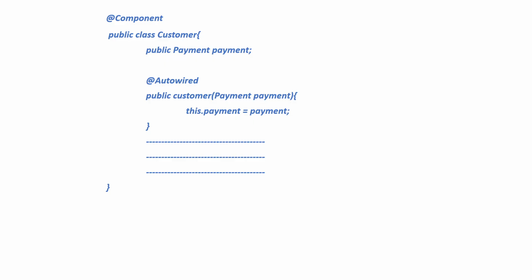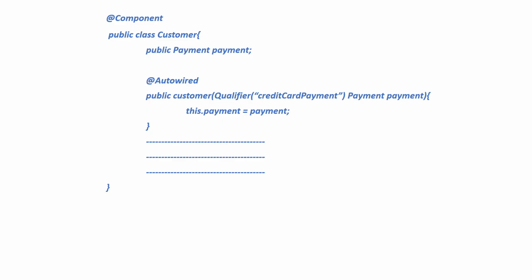To avoid that ambiguity and not get that exception, we should use the qualifier annotation. That means we specify which bean has to be injected for this payment type. So look at this code. I am specifying which bean has to be injected here for the payment type. So I am using the qualifier annotation. Inside the qualifier annotation, I am specifying the bean name, credit card payment.